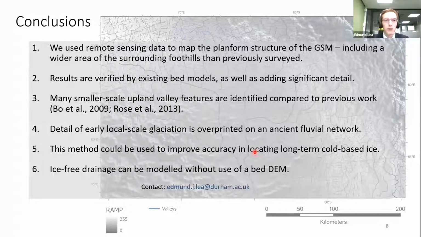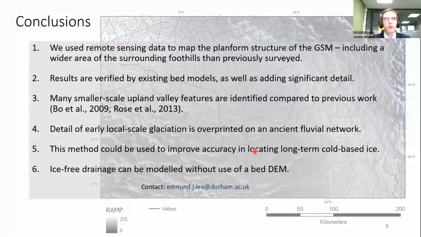A key finding is that there is significant small scale variation in terms of valleys and ridges in upland areas, and that could be an important result when it comes to thinking about locations for long-term cold-based ice, because even those small variations in relief can affect whether ice is frozen or melting at the base.